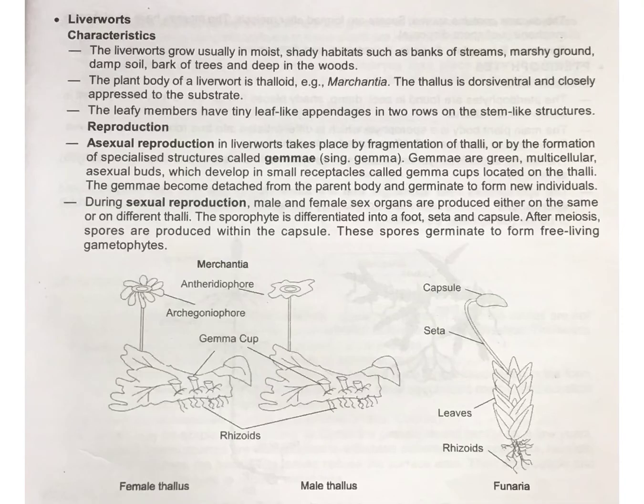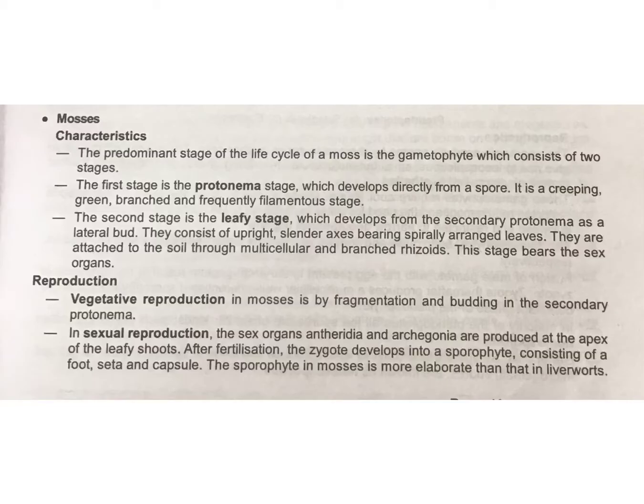Now in this way you are supposed to write in your classwork. So first subdivision of bryophyte will be liverwort, then characteristics, then reproduction, how it takes place, asexual reproduction and sexual reproduction. So asexual takes place by gemmae, and sexual reproduction takes place by fusion of male and female gametes to produce zygote. So in this way, with the help of a diagram also, it is shown.